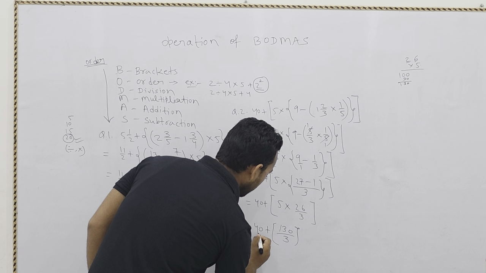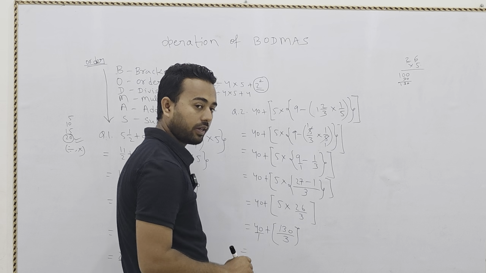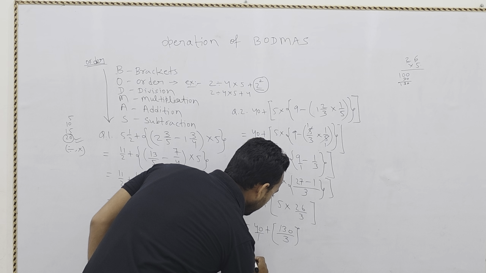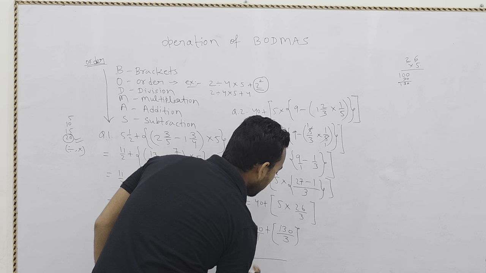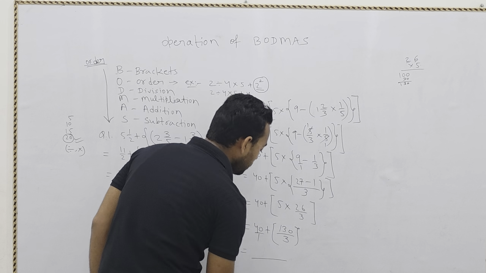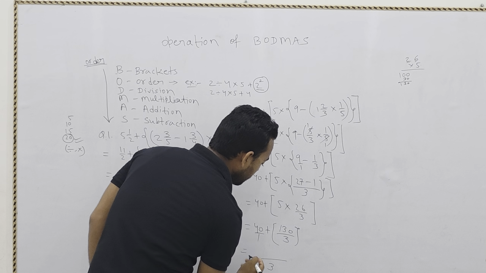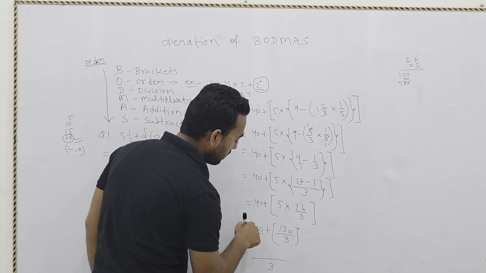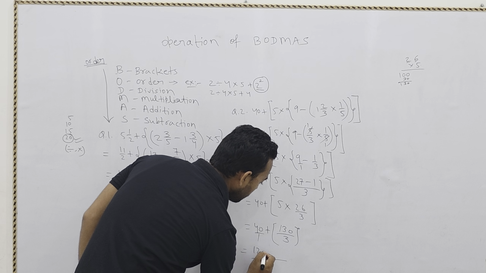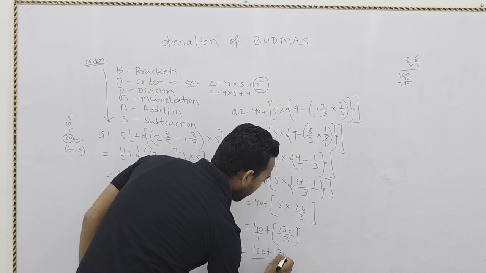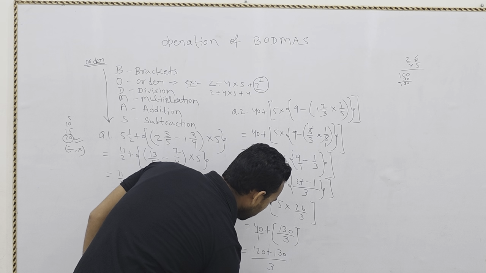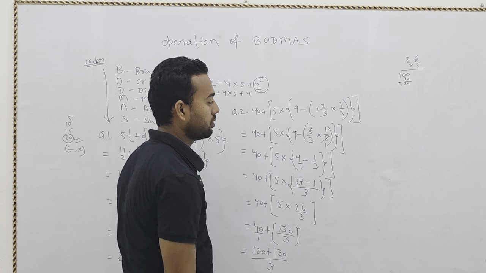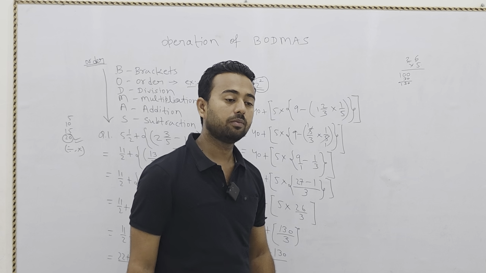Now again nothing is there in the denominator, so we can write 1. Again we can take the LCM, we can remove the first bracket, then after that we will do this LCM. 3 divided by 3 multiplied by 40 is 120, plus 130. So here we will get 250 by 3. So this will be the correct answer for this question. I hope you are getting my point.